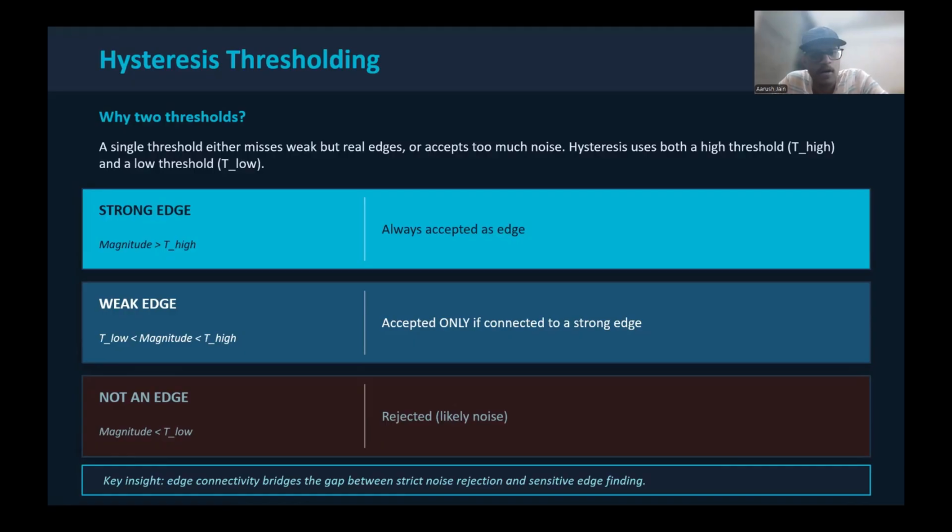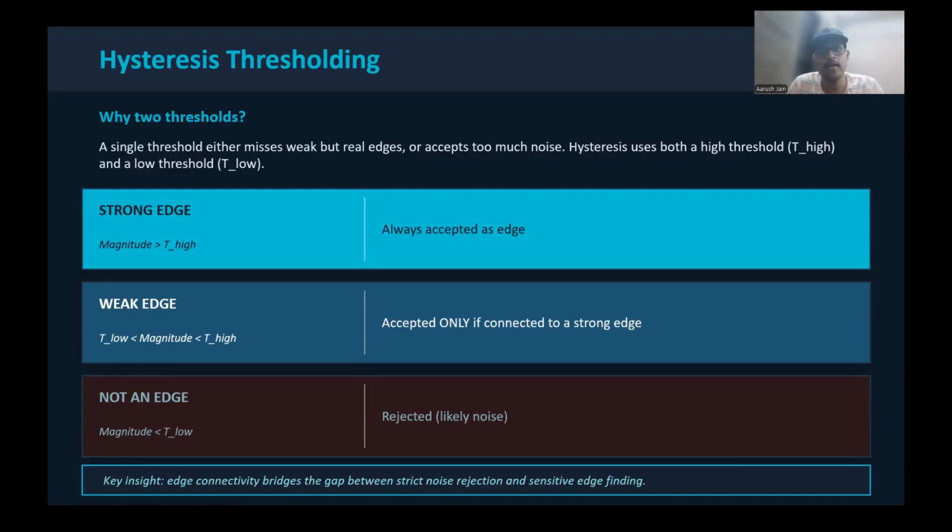Then there are definite non-edges. If the magnitude is below T low, these are directly rejected. We do not need them. And then there is the in-between, between strong edge and not an edge: a weak edge. It is accepted if and only if it is connected to a strong edge. Meaning if there is a real edge that is partially faint, for any reason, it is kept because it is connected to a strong one. But an isolated noisy pixel which has no strong neighbors gets rejected. So a weak pixel is accepted only if it is connected to a strong one. This results in a clean, connected, gap-free edge map.